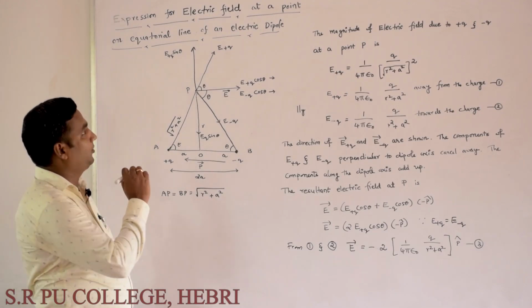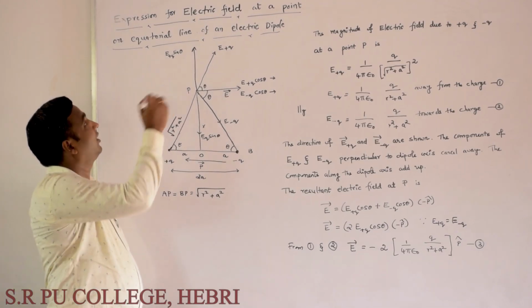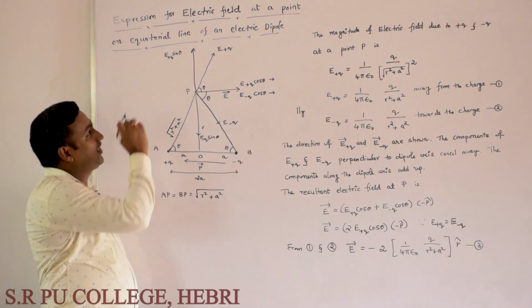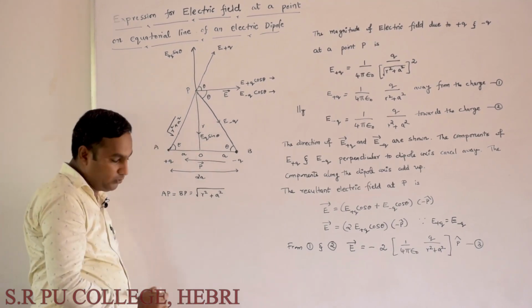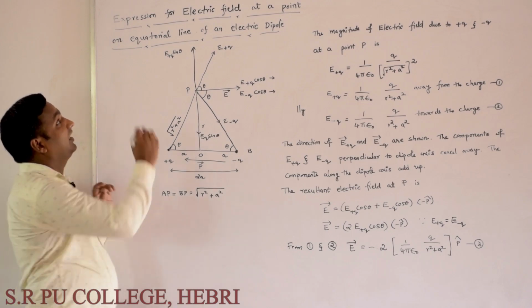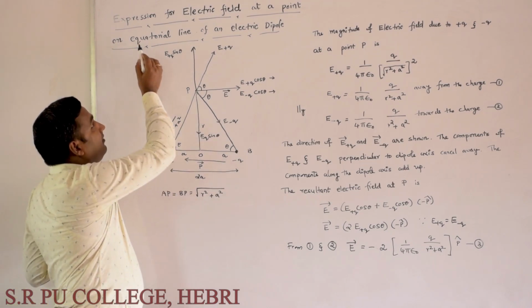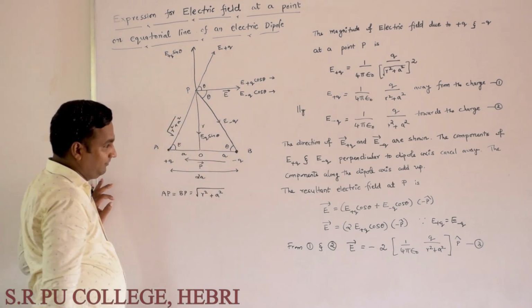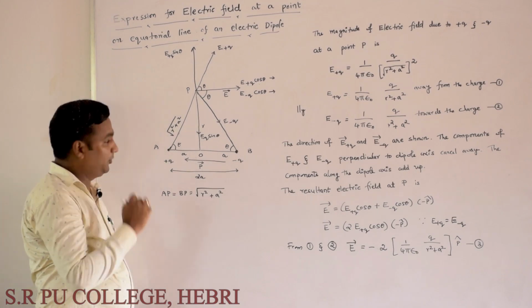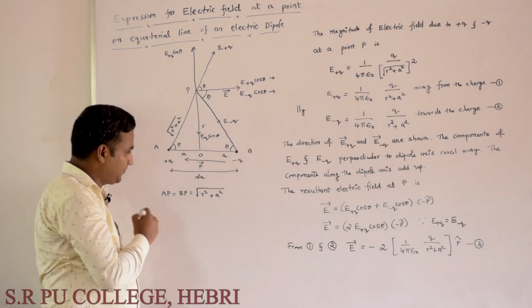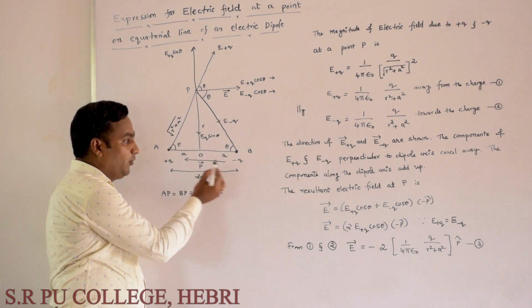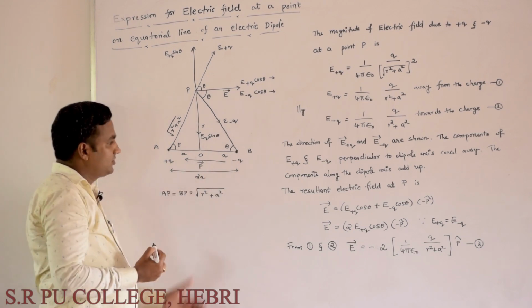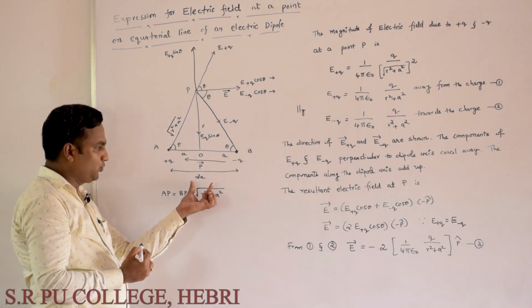Students, in the last video we learned the expression for the electric field at a point on the axial line of an electric dipole. In this video, we are going to learn the expression for the electric field along the equatorial line. Again, in the case of a dipole, you already learned there are two charges, both equal but opposite in nature, plus and minus, separated by a very small distance 2A.